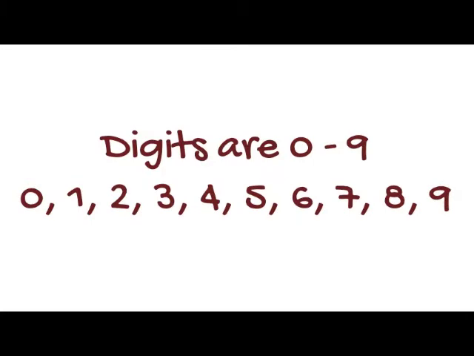Now we will understand what the digits are. Digits are from 0 to 9. 0, 1, 2, 3, 4, 5, 6, 7, 8, 9 are digits.